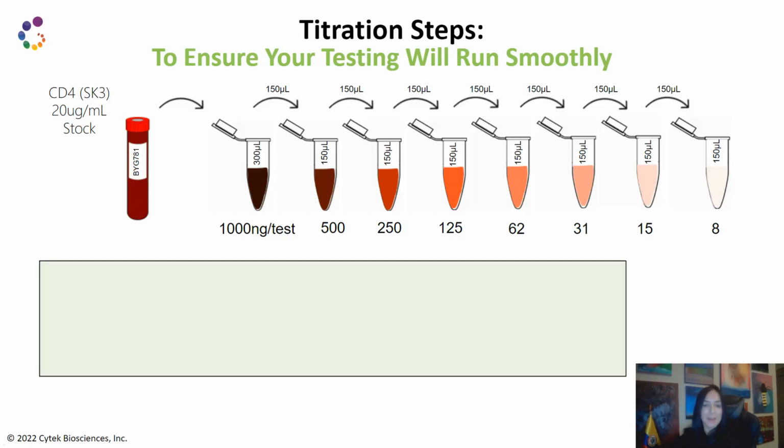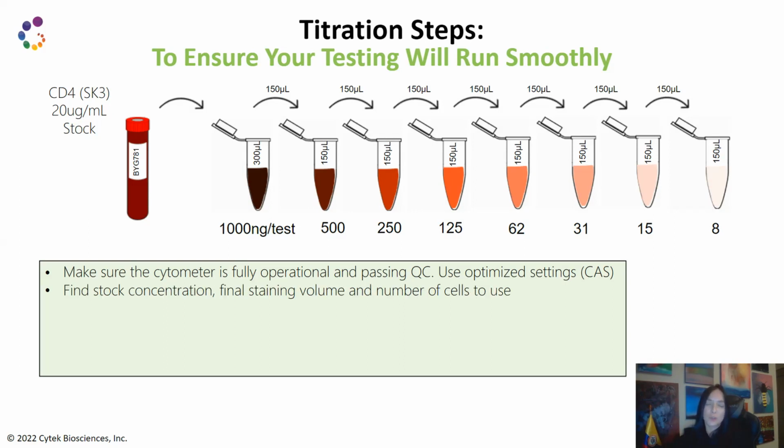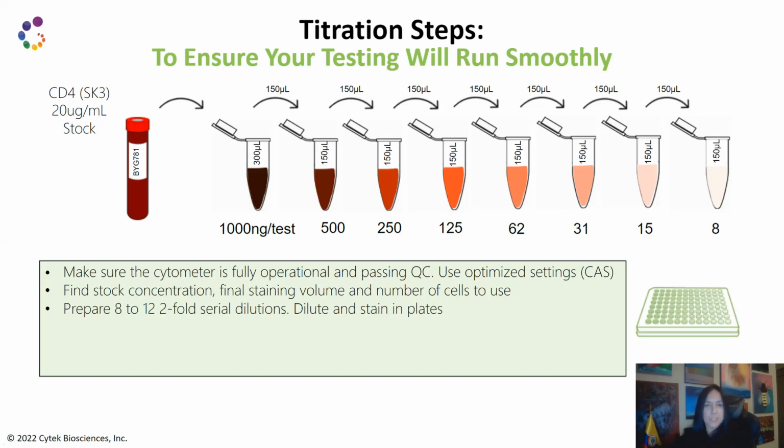And in terms of tips, make sure that your cytometer is fully operational, that you're passing QC, that your settings are optimized. That will be, in our case, Cytek assay settings. That you find the stock concentration, again, through the manufacturer, but you keep consistency in what's going to be the final staining volume for all those titration tubes, and also consistency in the number of cells that are going to be used. Our suggestion is to go from 8 to 12 two-fold serial dilutions, and we get better results diluting and staining in plates. Try to report in nanograms per test or micrograms per ml concentration instead of just the dilution, mainly because stock concentrations can be different.